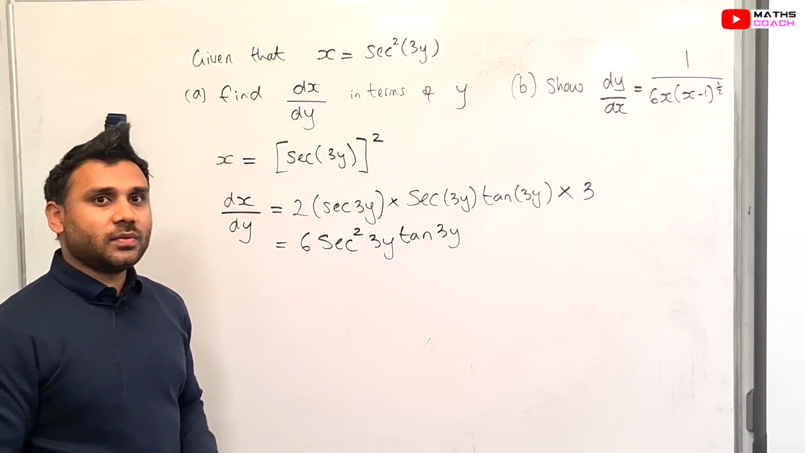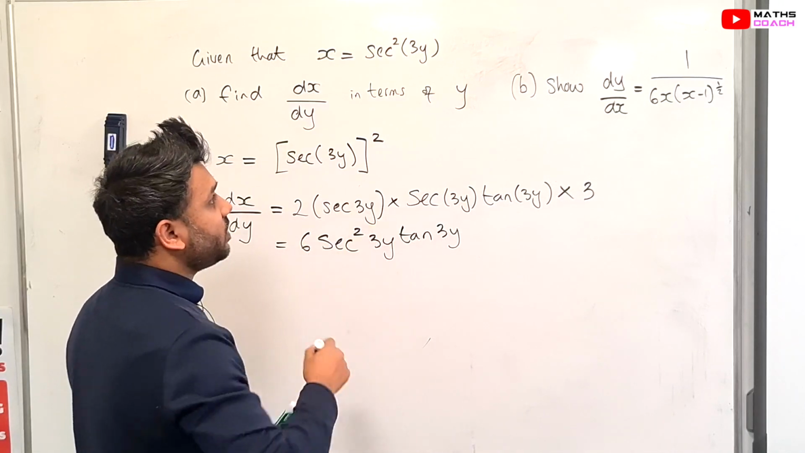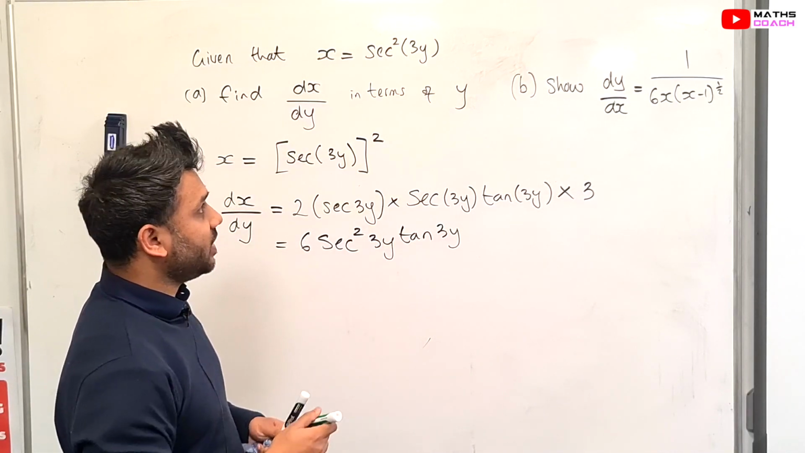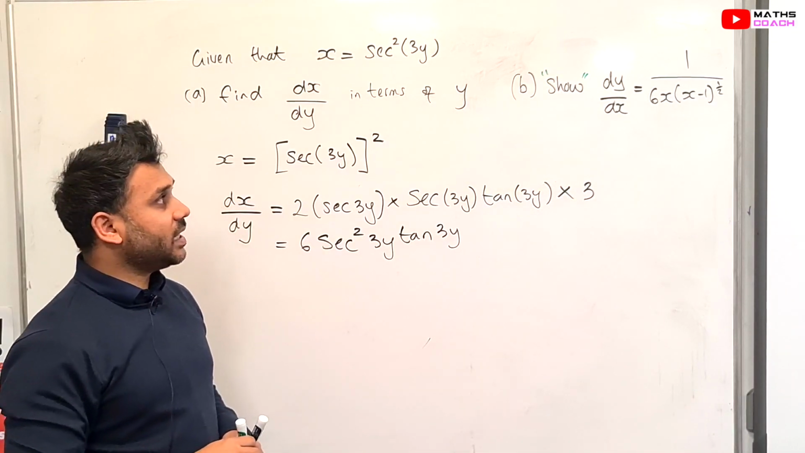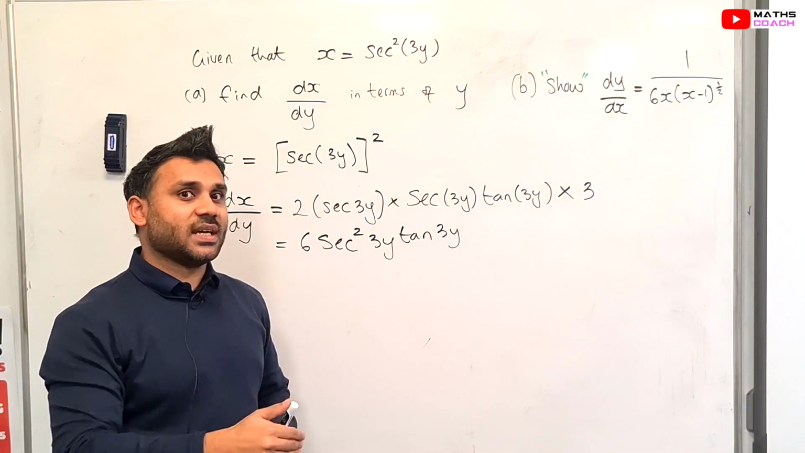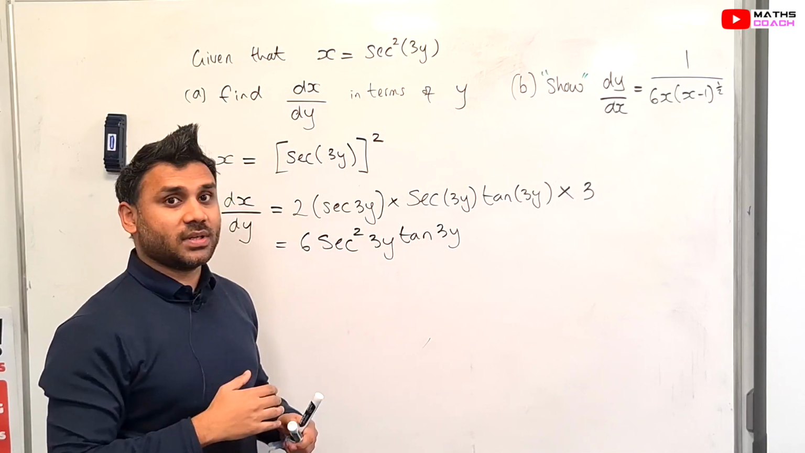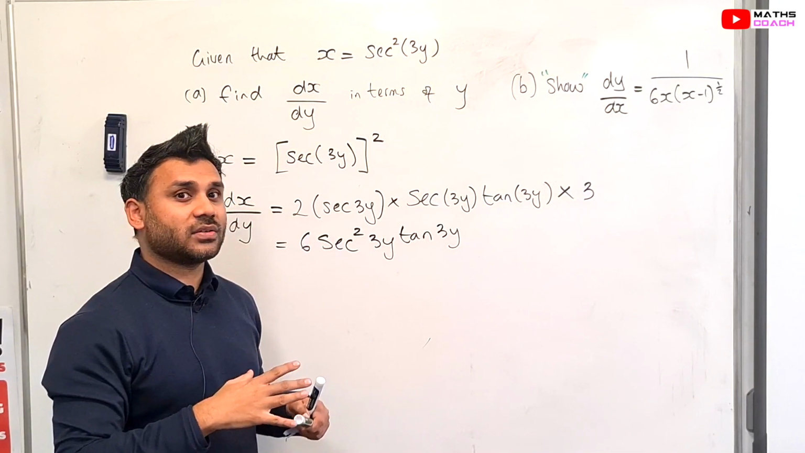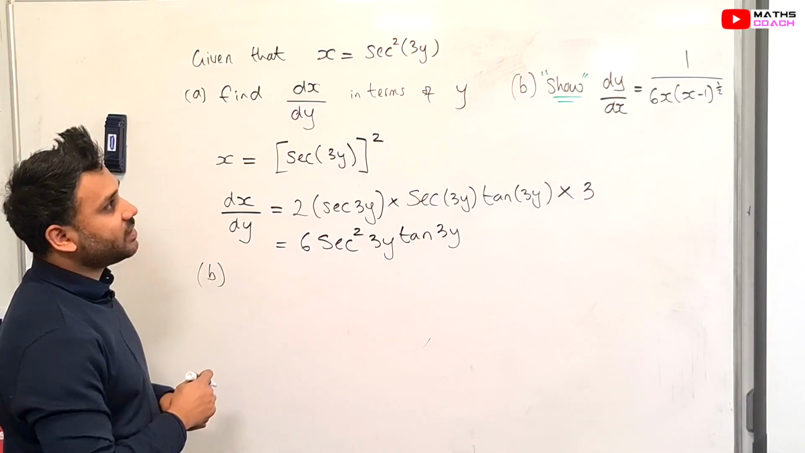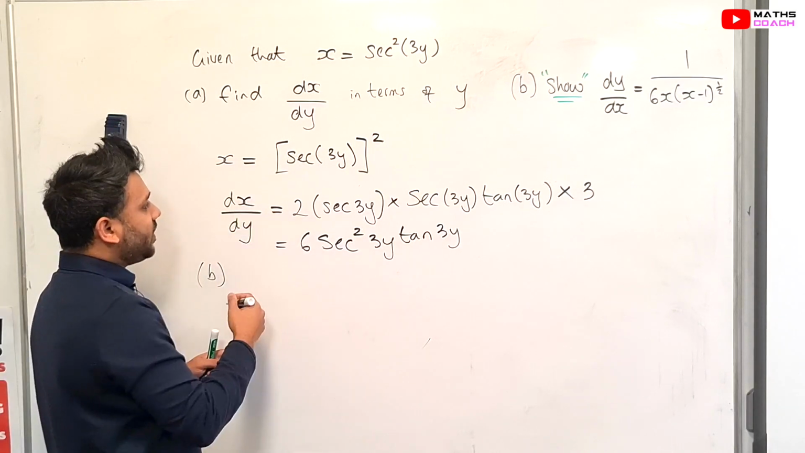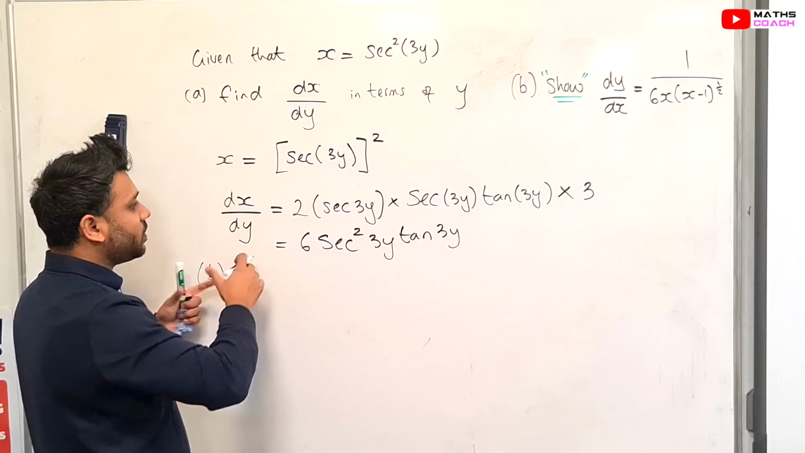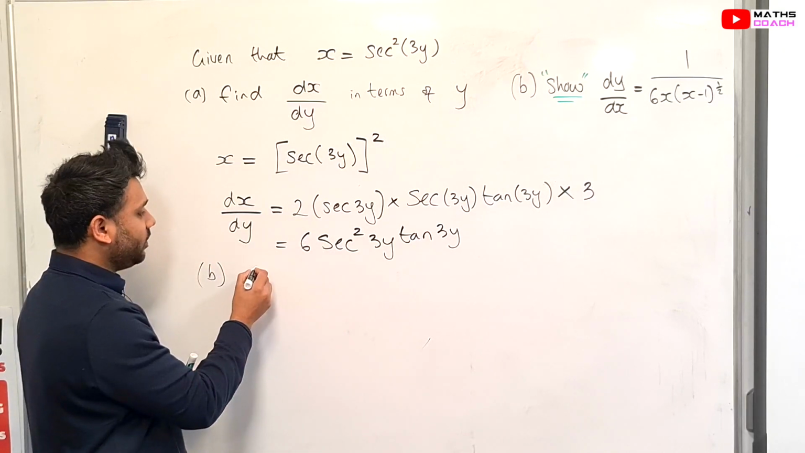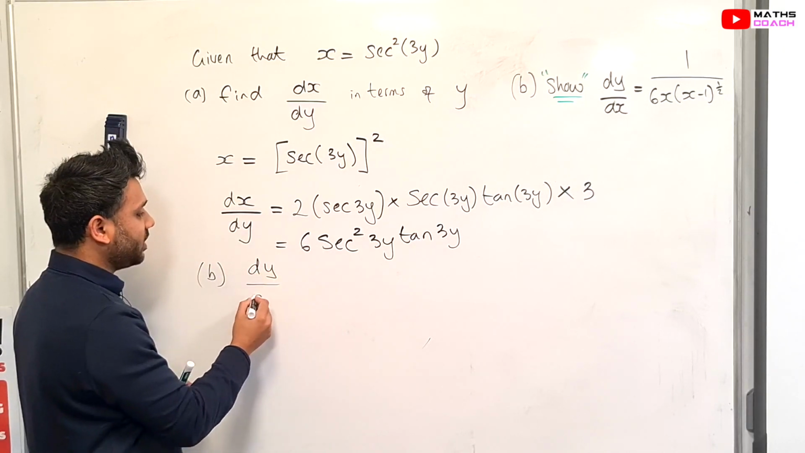Okay, then moving on to part B of the question. Show that dy/dx is equal to that fraction. A lot of people, when I've looked through their working out, tend to jump steps when it comes to a show-that question, and by doing that, you're actually losing marks. You want to work out dy/dx. Now, if you have dx/dy, all you have to do is flip the fraction, or do the reciprocal on both sides, and that will turn into dy/dx.